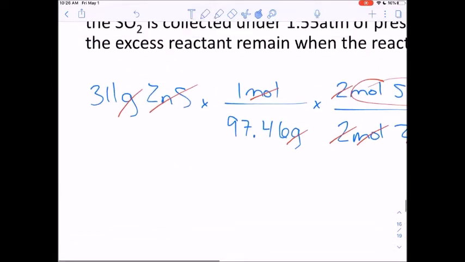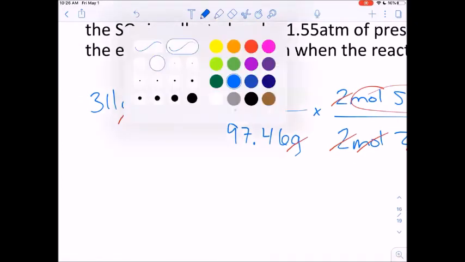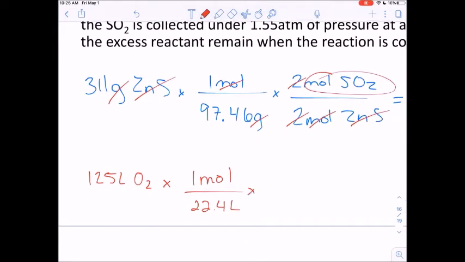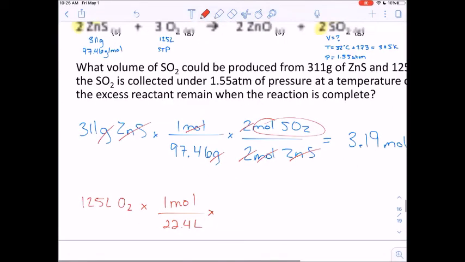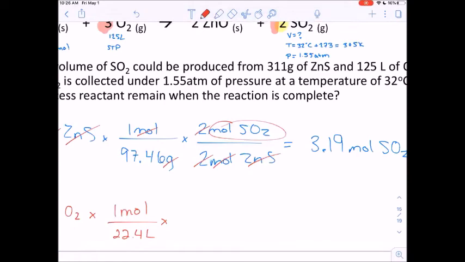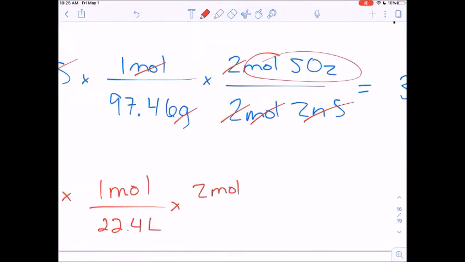So I'm going to start by writing down the starting information that it gave me. We'll pick a different color here. So I have 125 liters of O2 times that 1 mole is 22.4 liters conversion factor, liters on bottom so that it cancels, times that mole ratio. So coming up here to my mole ratio, I have 3 moles of O2 for every 2 moles of my sulfur dioxide. So on top, 2 moles of sulfur dioxide, and on bottom, 3 moles of oxygen.